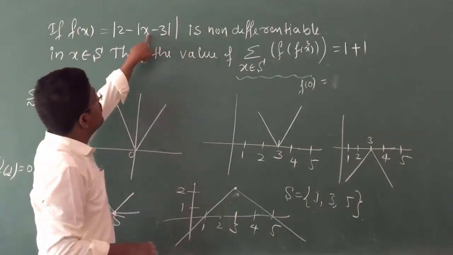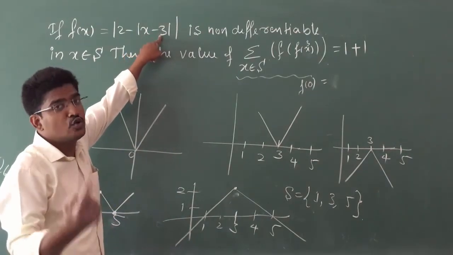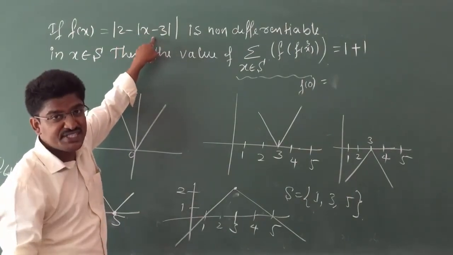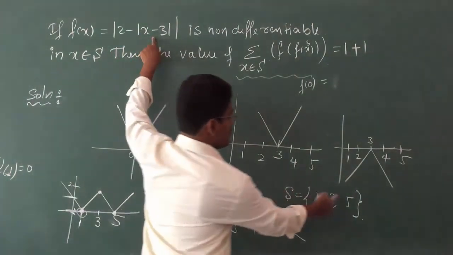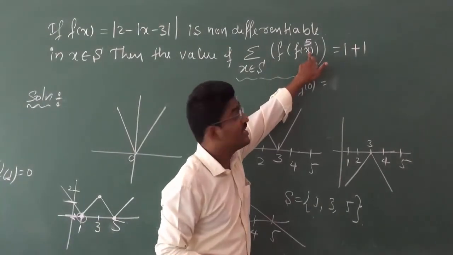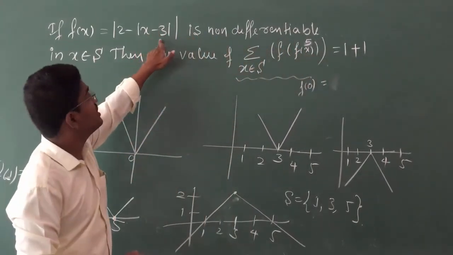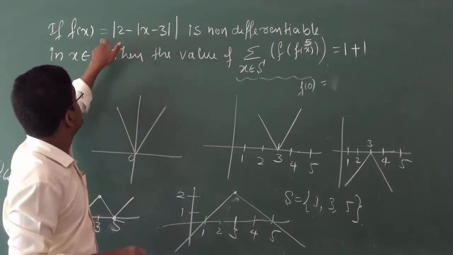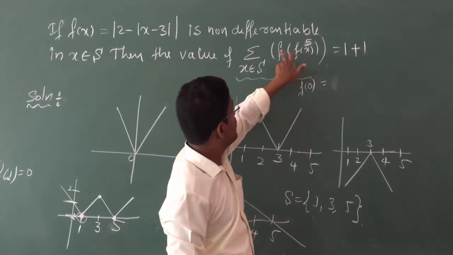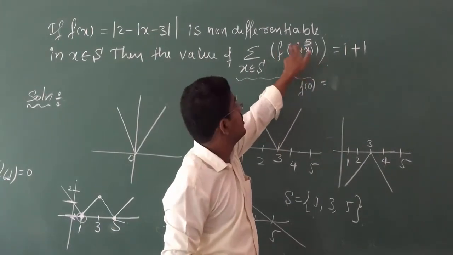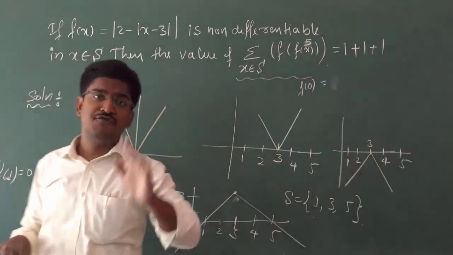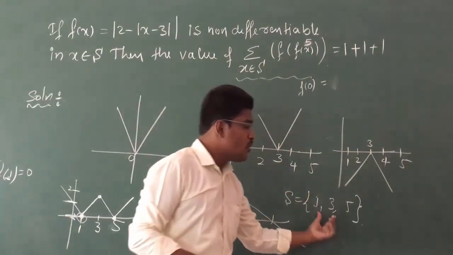So if I put f of 5 here, 5 minus 3 is 2. 2 minus 2 is again 0. Are you getting my point? So f of 5 will be 0. This term will be 0. Now again you have to calculate f of 0. f of 0 we all know it is 1. Clear?